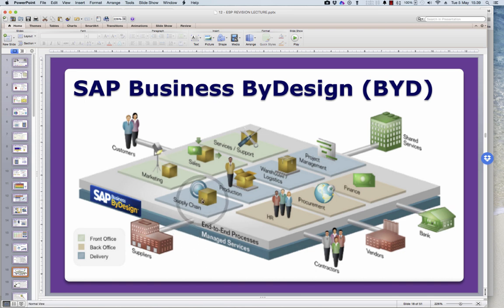Then you have supply chain orders, supply chain, production, warehouse logistics and project management of some contracts that are dealing with the delivery of components or products or whatever it happens that the company sells. And then at the front office you have sales, marketing, customer relationship management, services and support, and that's all to do with providing a better service to the customer at the front end. So you have front office, back office, delivery.